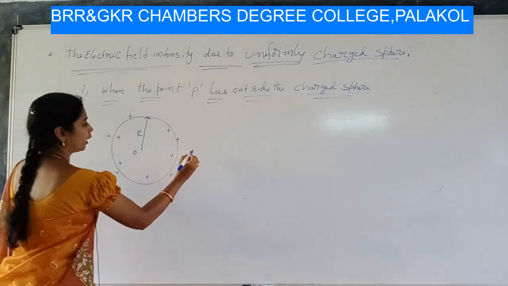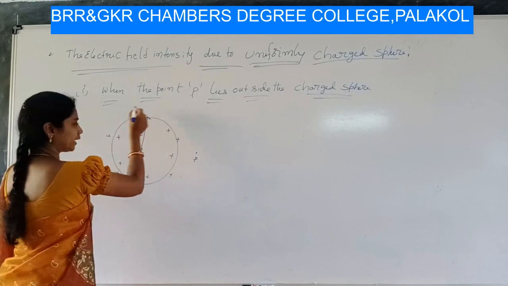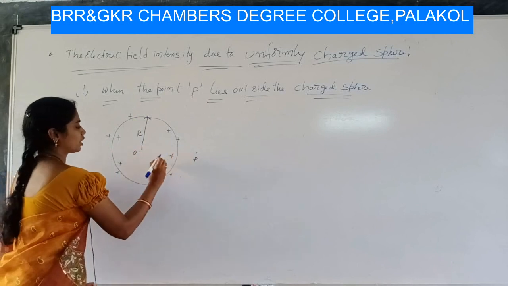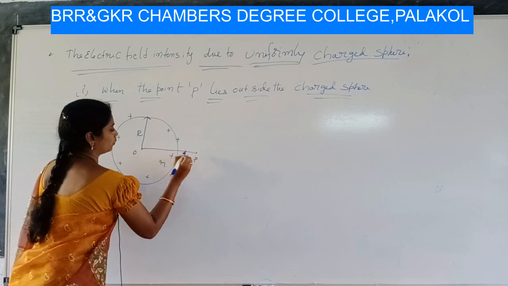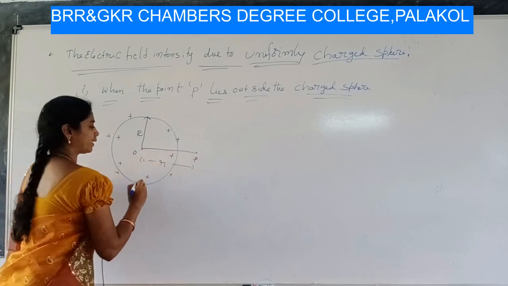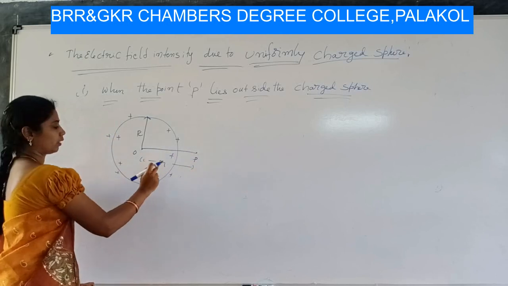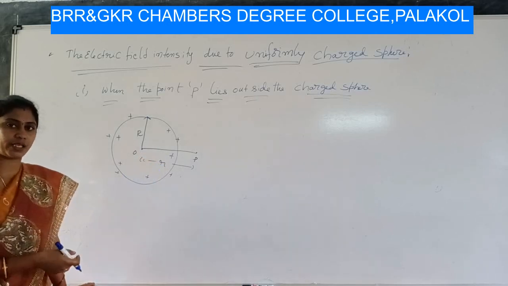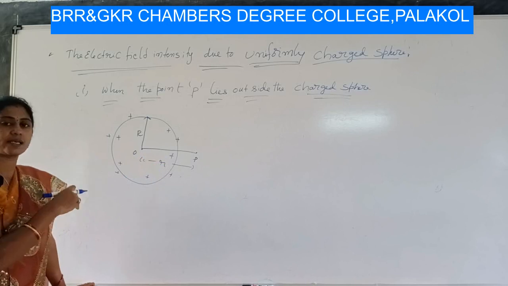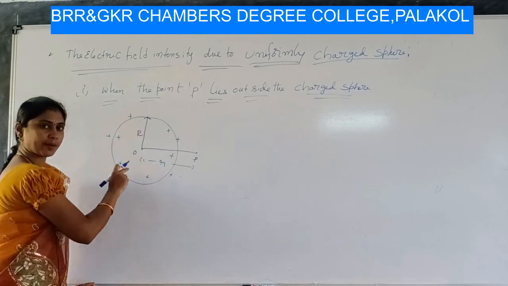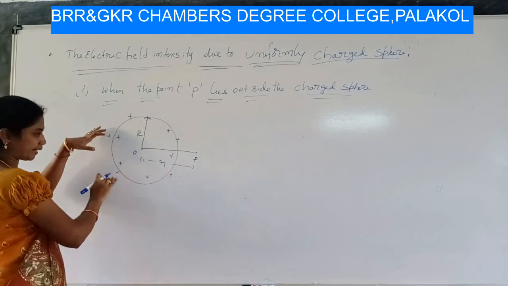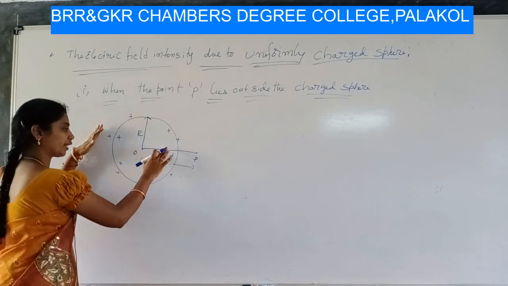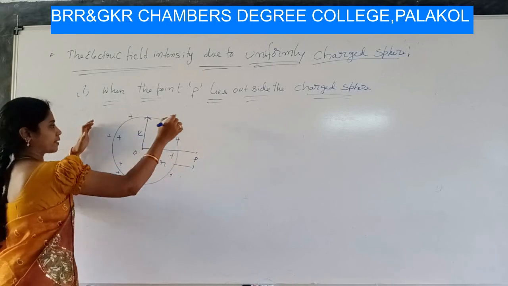For this we consider a point P which is outside this charged sphere, at a distance small r from this center O. For calculating the electric field intensity, we consider a Gaussian sphere which is concentric with the same sphere, as shown in dotted lines.